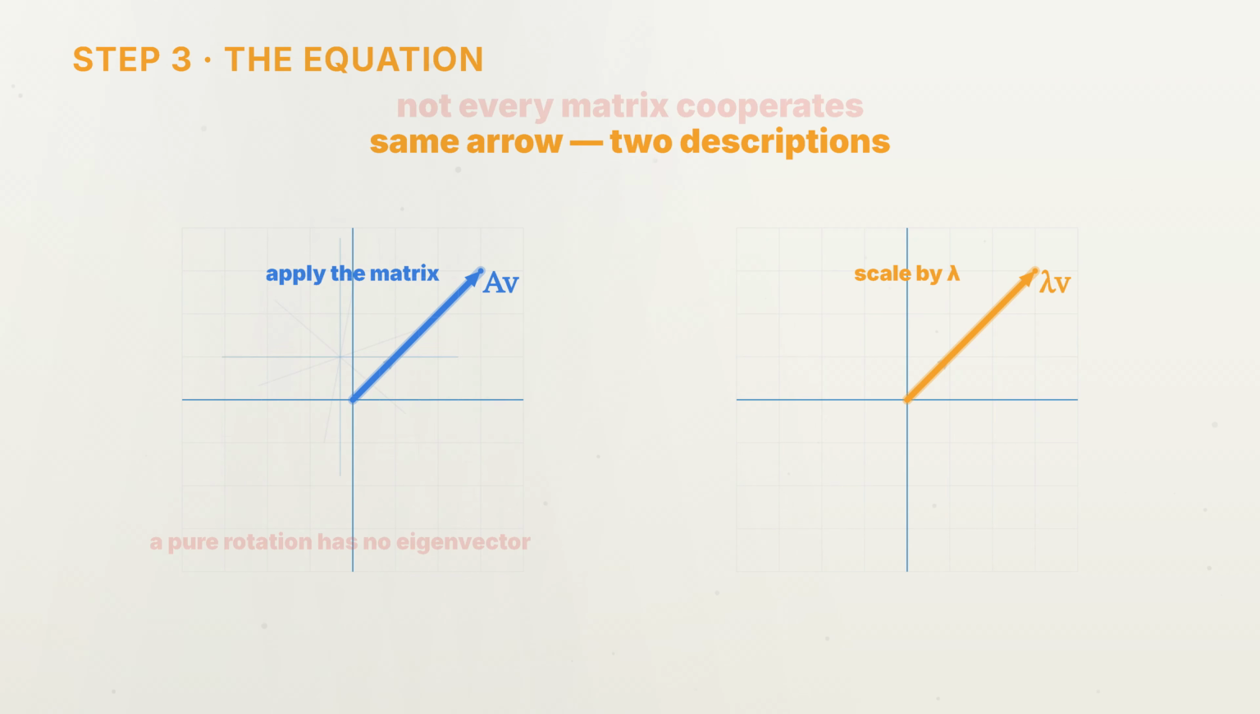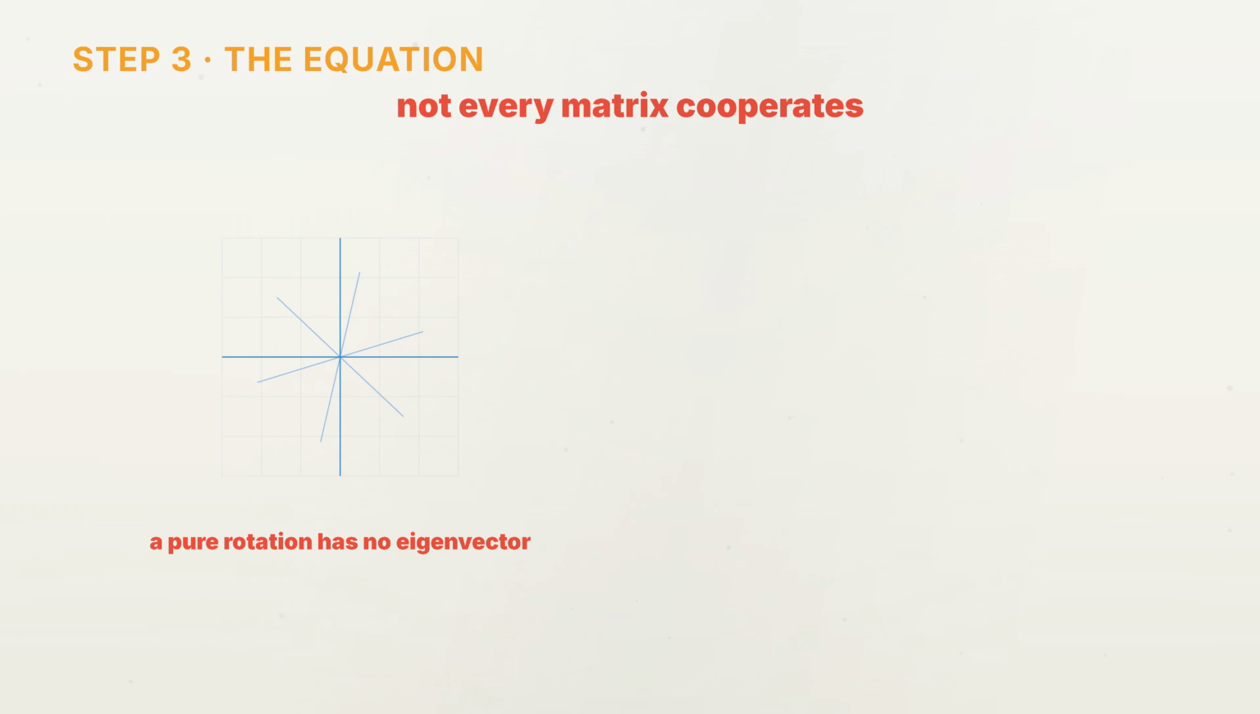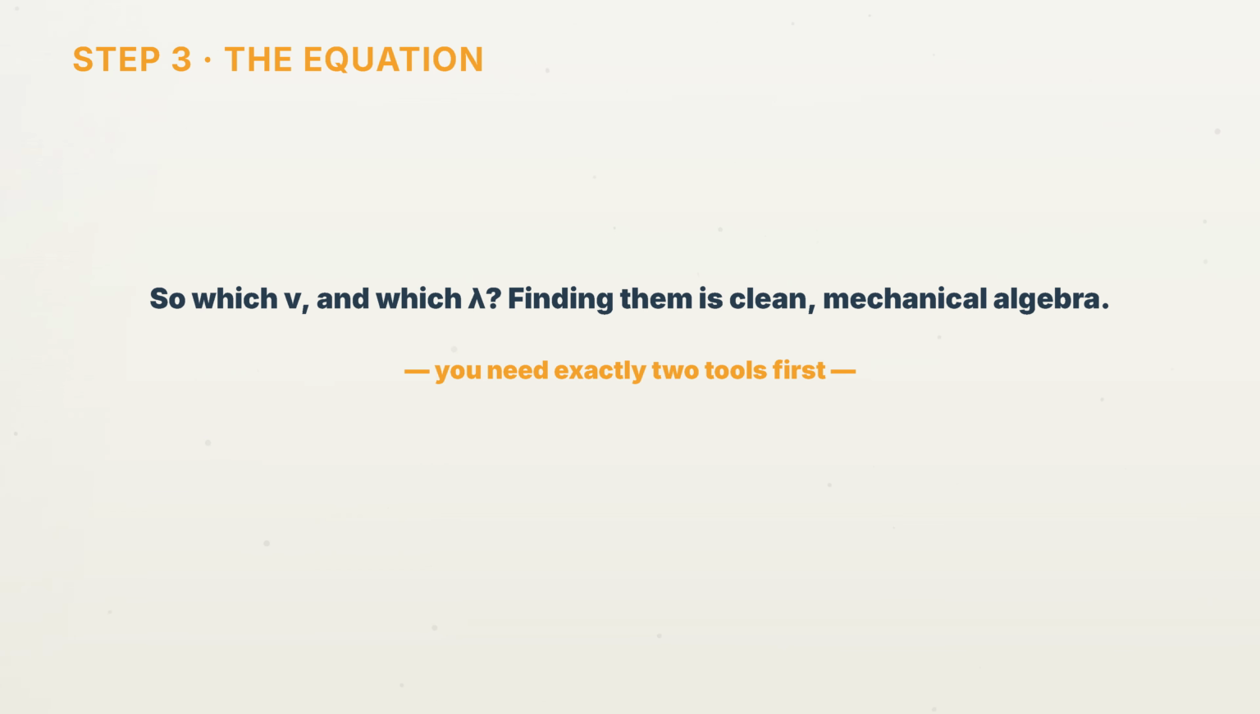A pure rotation twists every vector. No survivor, so no real eigenvector. By real, I mean ordinary numbers, not complex ones. Our matrix is symmetric. The entries mirror across the diagonal, and symmetric matrices always have real eigenvalues. So which V and which lambda? Finding them is clean algebra, but first 2 tools.